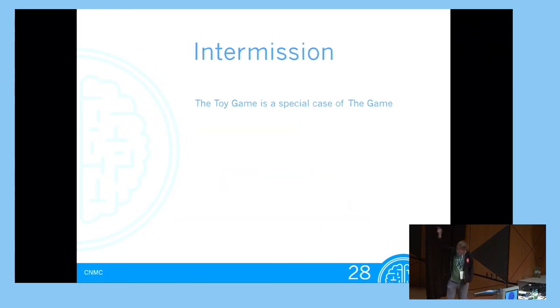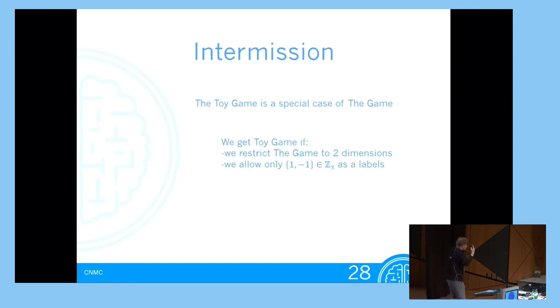First of all, the toy game is a special case of this game. We get the toy game if we limit ourselves to two dimensions instead of six, and we limit ourselves to one cut and only one and minus one labels, right? Why? Because if we got one and minus one, one and minus one, then the inner product, so in this case just the product, is one and one on one diagonal and minus one on the other. That corresponds to picking fields that oppose each other, right? So that's how you create the toy game.